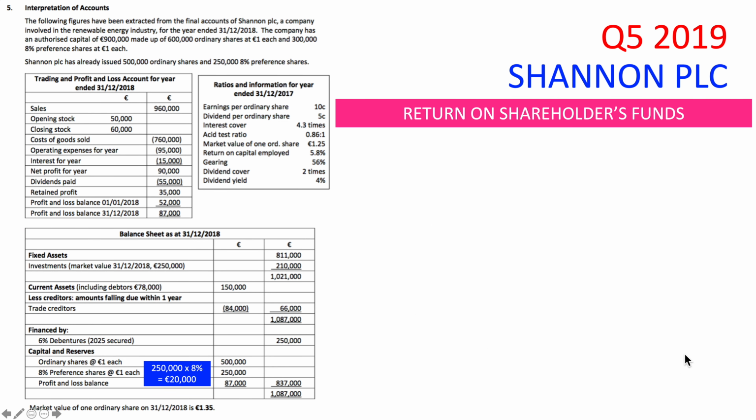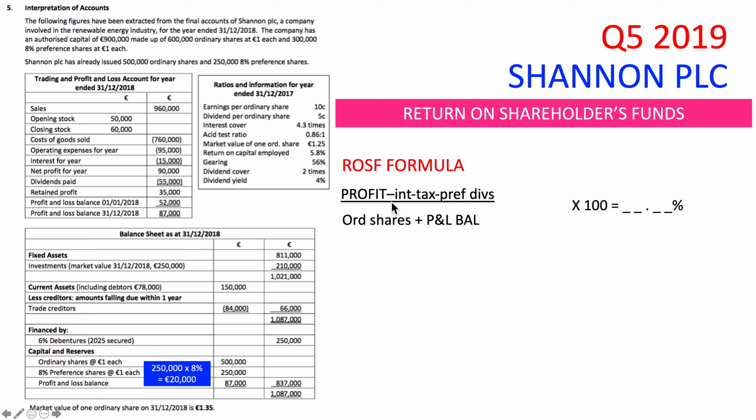All right, so 2019, Shannon PLC. Again, the formula is profit minus interest minus tax minus preference dividends, over ordinary shares and P&L balance.